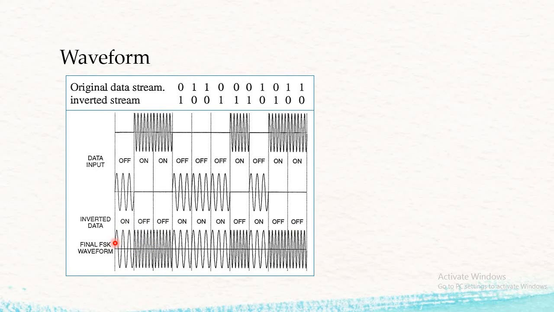The waveform of FSK signal. So the FSK signal is nothing but the summing amplifier where we are adding two ASK waveforms. This is the first ASK output, second ASK output. We are adding them. So by adding we are getting an FSK signal, that's a frequency shift keying waveform.